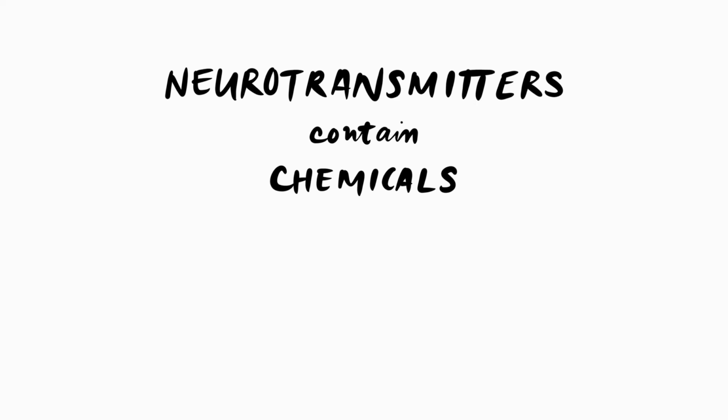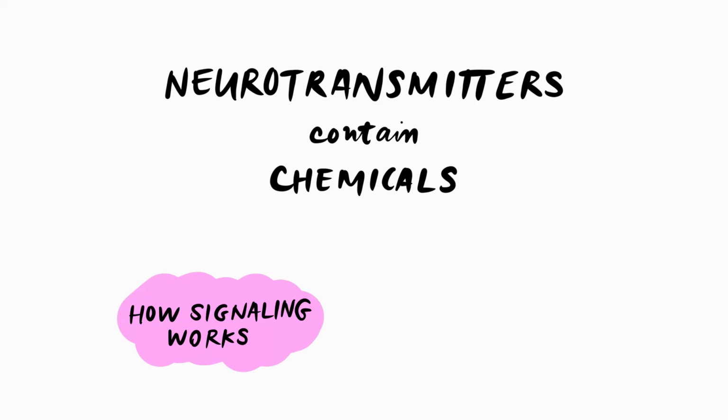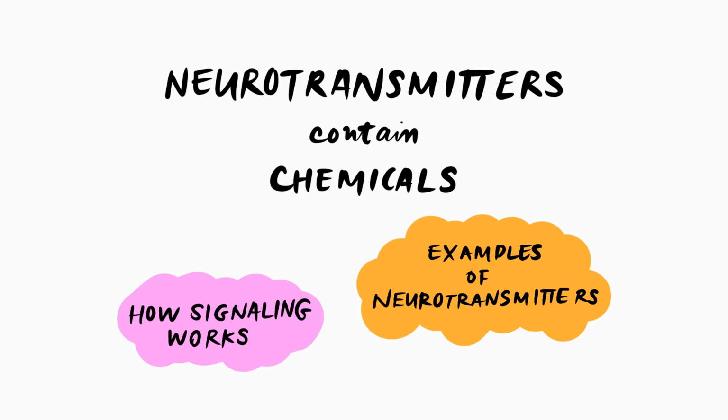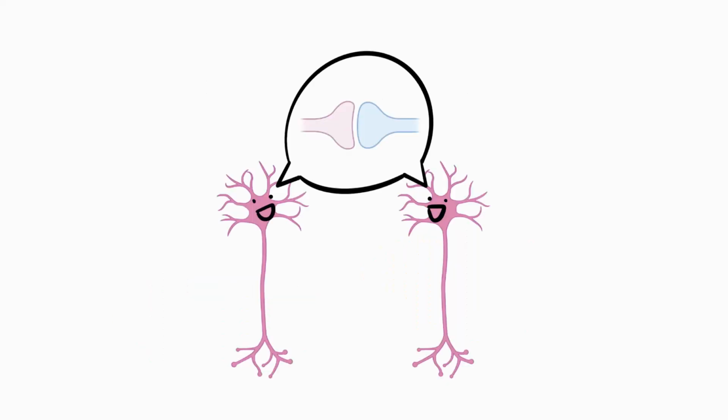Welcome to this video lesson, Neurotransmitters Contain Chemicals. Today, we'll be going over the steps required for signals to be transmitted between neurons and discuss some examples of neurotransmitters. Neurons communicate with each other and with other cells via special junctions known as synapses.